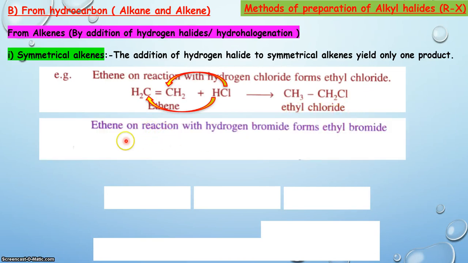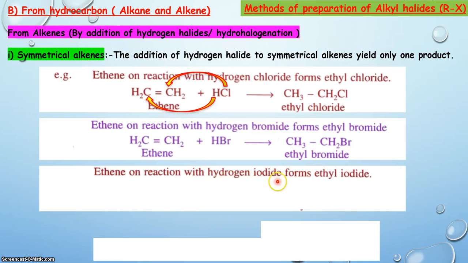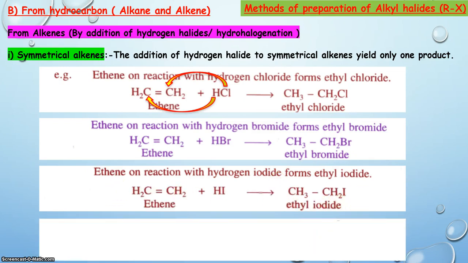In the same way, we can add hydrogen bromide to ethene, so it gives ethyl bromide, while addition of hydrogen iodide to ethene results in the formation of ethyl iodide. Here is the next example of symmetrical alkene, that is butene. Butene indicates 4 carbon atoms in a straight chain and the double bond is after the second carbon atom. On addition of HI, that results in the alkyl halide.